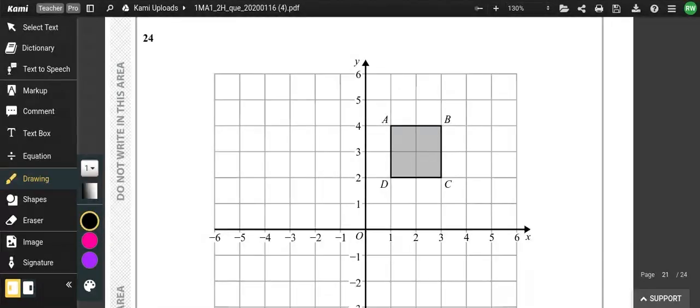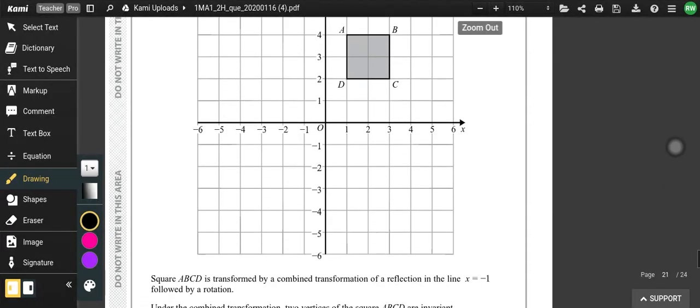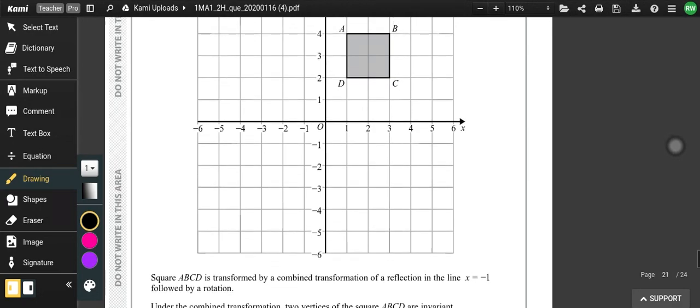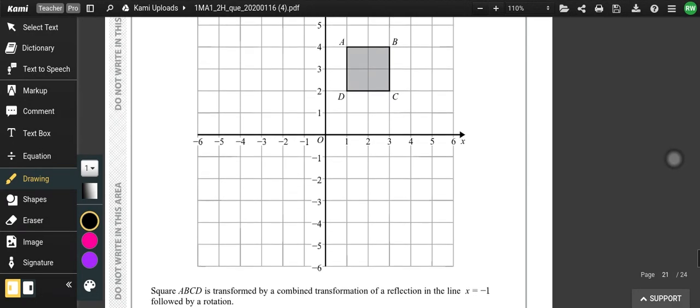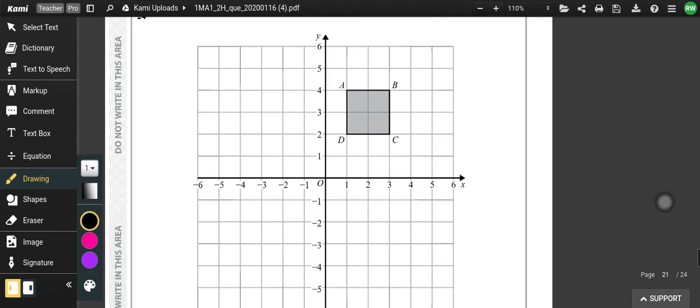Question 24, let's just zoom out a little bit. We have a reflection in the line x equals negative 1. So that's here. So let's put that in the correct spot there.